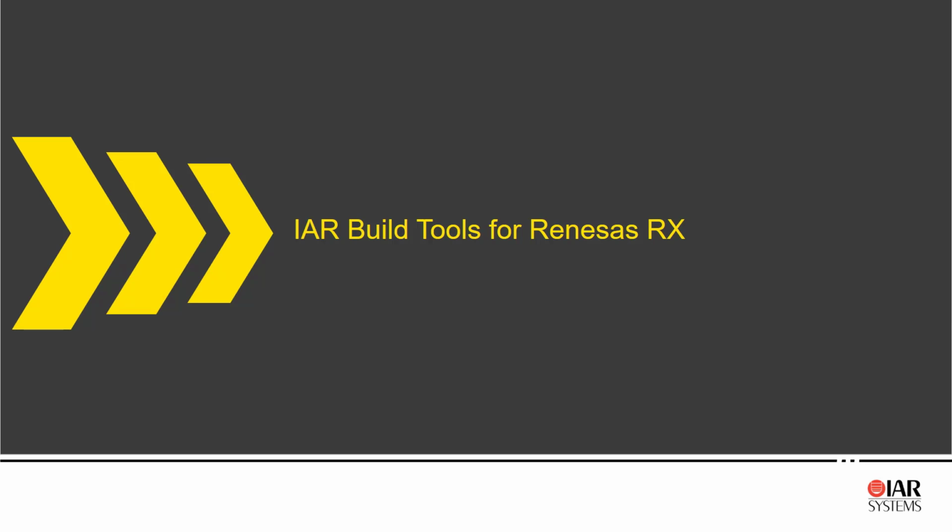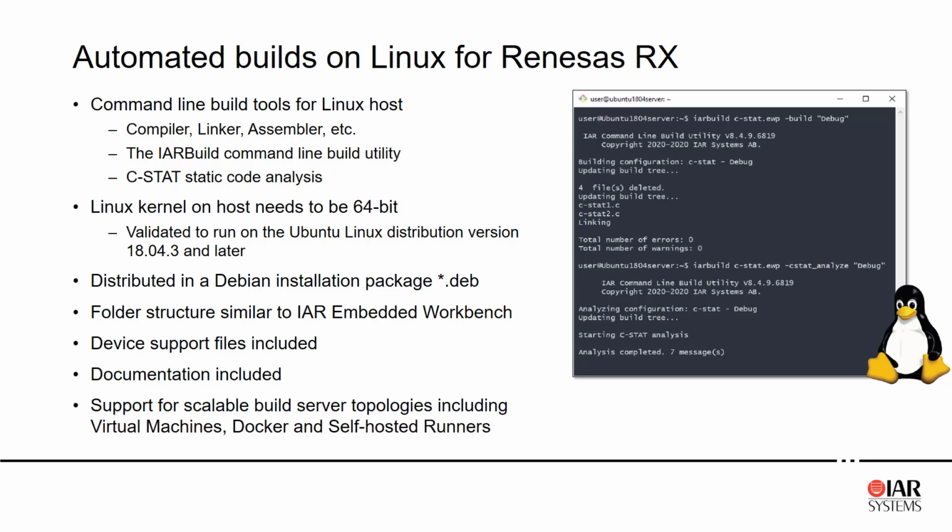Before I move to the practical side here, it's worth mentioning what is included in the build tools for Renesas RX. So we have the command line build tools. That means the compiler, the linker, the assembler. Also very important, the IAR Build command line utility.